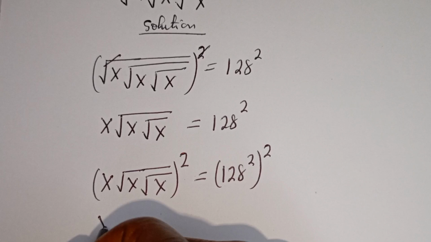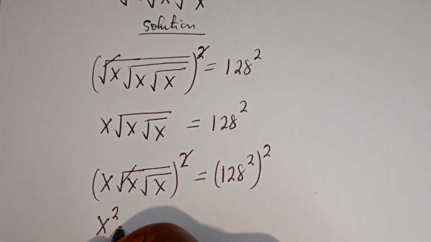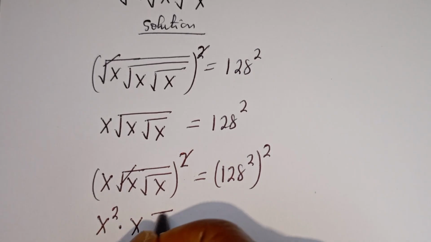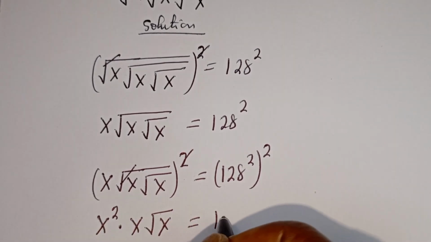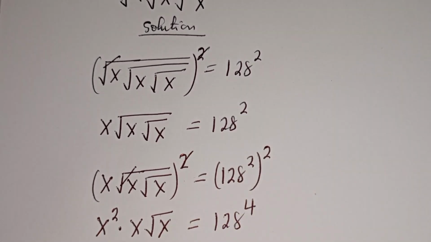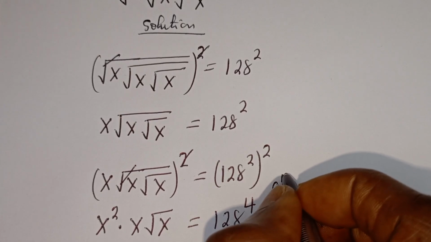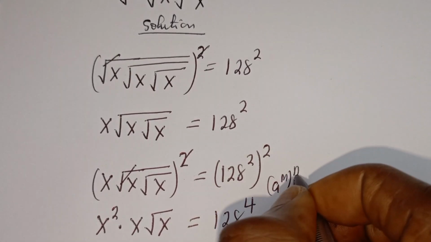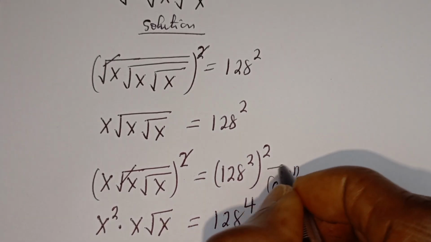Now this is s squared. This will cancel this. Multiply by s, then square root of s is equal to 128 to the power of 2 times 2, that is 4. That is, if you have a to the power of m to the power of n, it is equal to a to the power of mn.